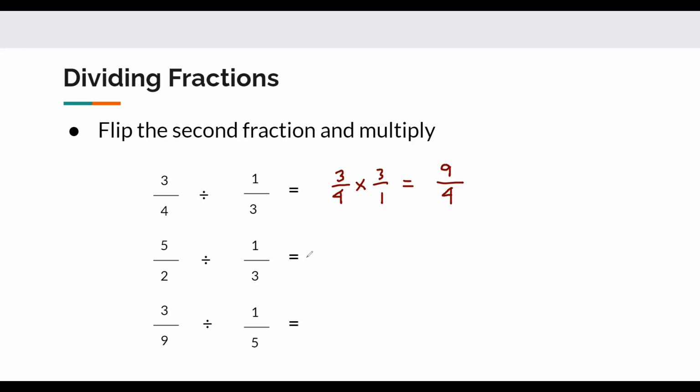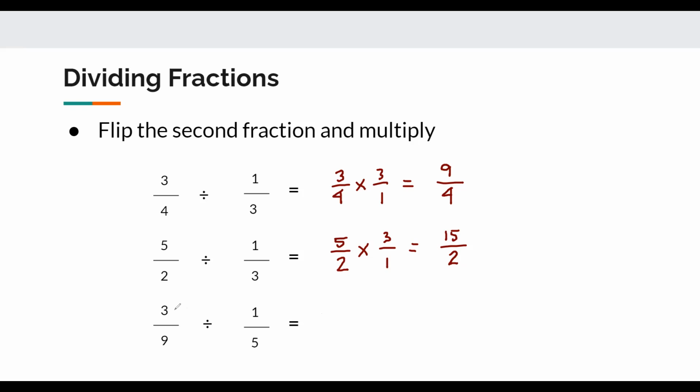There are no numbers that go into both 9 and 4, so that would be our answer, 9/4. Let's convert this one to multiplication. We always write the first fraction. Just rewrite it. That's not going to change. It's going to be 5/2 times, and we take the inverse of this, or the reciprocal, 3/1. Flip it over. 5 times 3 is 15. 2 times 1 is 2. Now, we cannot divide both the top and the bottom by 2 or by 3. So that is our final answer, 15/2.